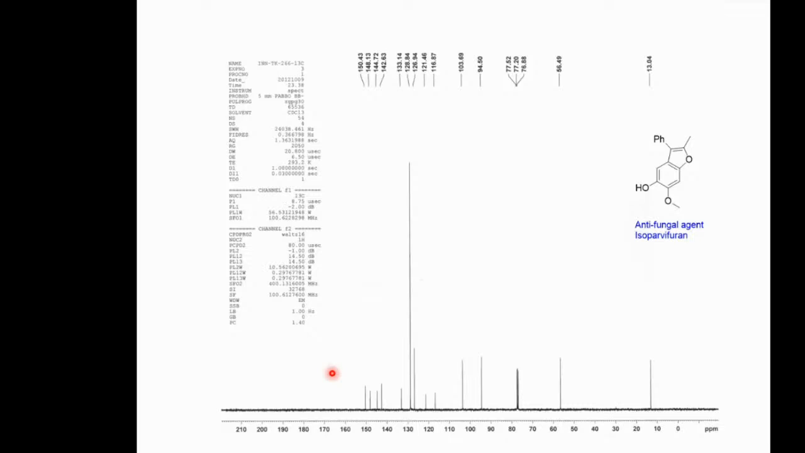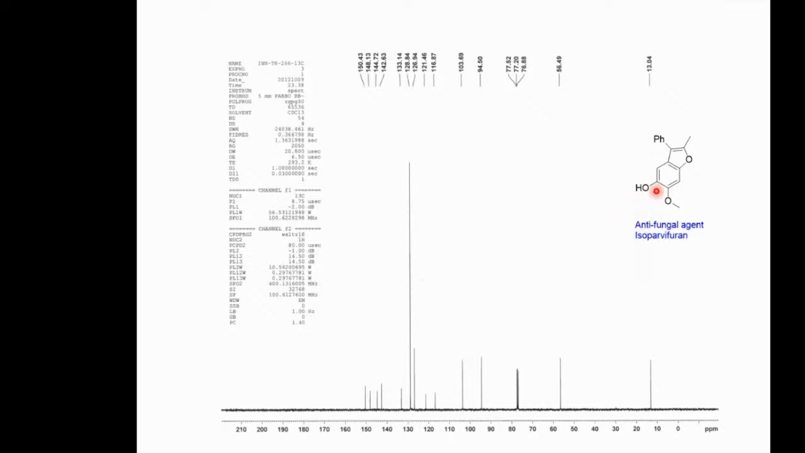Okay, sir. Thank you, sir. So I was under the impression that when the oxygen atom is attached to the aromatic ring, there is some electron donating effect always, right, sir? So I was under the impression that those carbons will be somewhat more shielded.